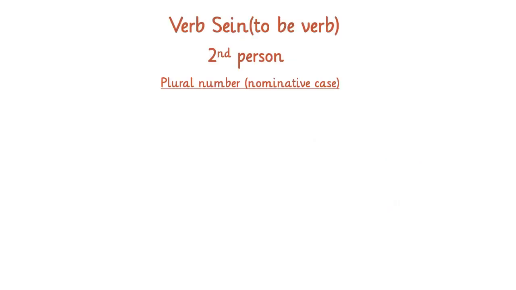Now we are moving to second person plural number. In English we say you are, as it is more than one or plural number, so I have added "all" to make it clear to you. You all are, and in German we say ihr seid.